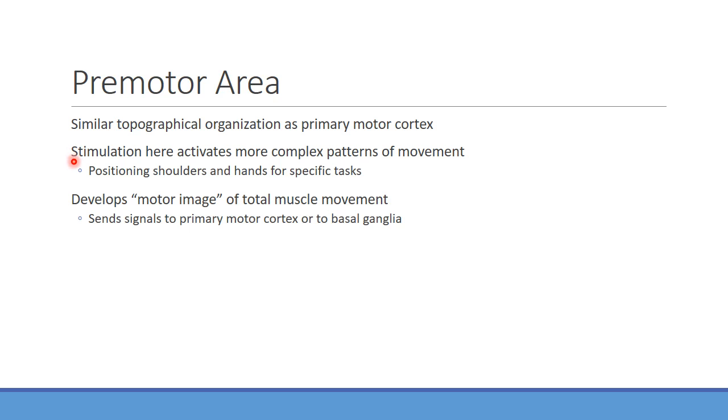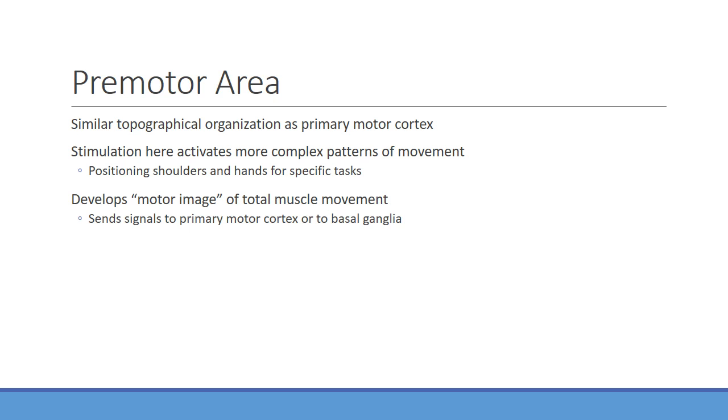So this is going to be good for things like if I need to position my shoulders and hands for a specific task versus just, say, clenching my fist, right? So this is going to get more complex. This is going to get away from that primary motor cortex. And this is also where we can start to develop those motor images, where basically in your mind you're saying, okay, I need to walk over to the opposite side of the room, flip the light switch, and then walk back over here. Those kinds of motor images and the things I need to do in order to make that movement happen are starting to be formulated here.